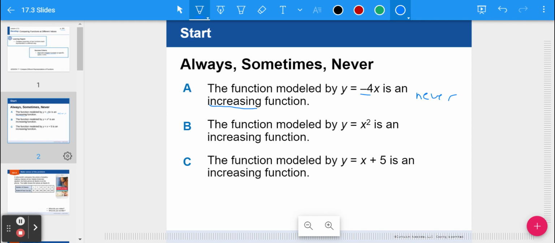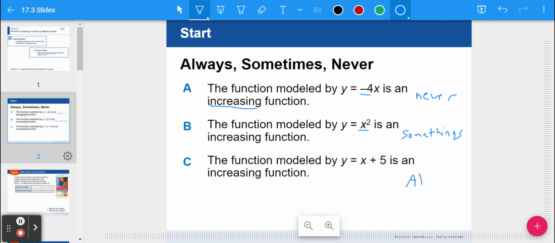B, the function modeled by y equals x squared is an increasing function. Now that's called a quadratic function. It has an exponent there. So we're going to actually say sometimes. This is not something we're really working with, but we can say sometimes in this case because we haven't worked with that. And C, the function modeled by the equation y equals x plus 5 is an increasing function.